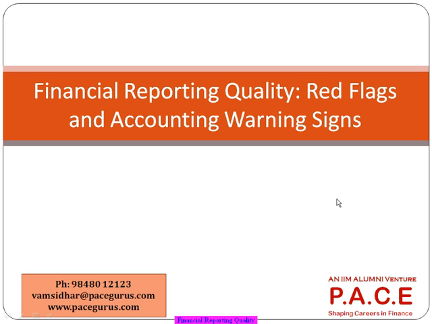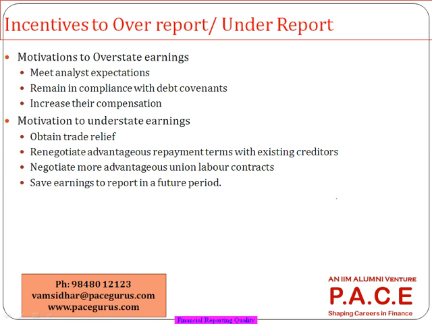What are the various pointers which we can use to say that there might be a possibility that this statement is tampered? So some of the initial assessments on these aspects are being covered as a part of this session.